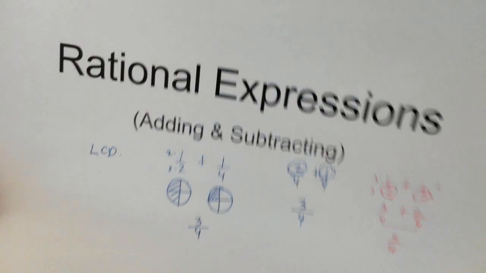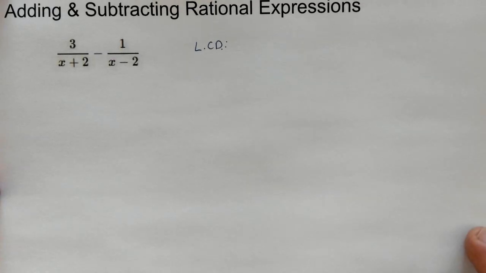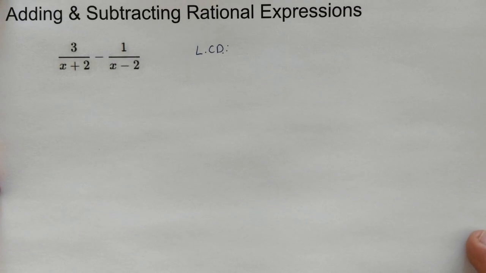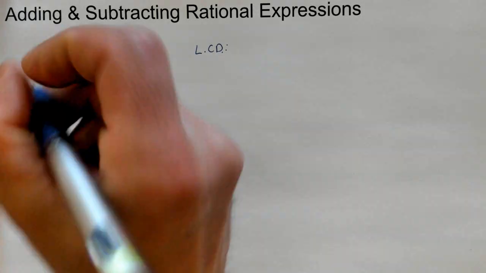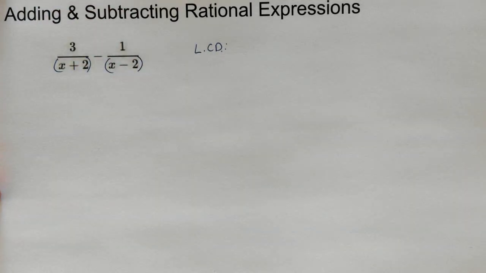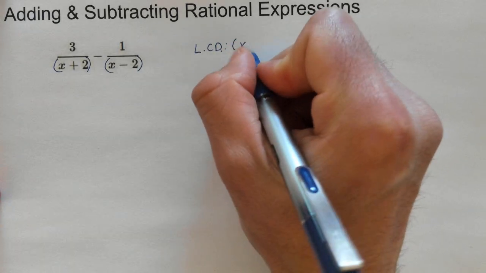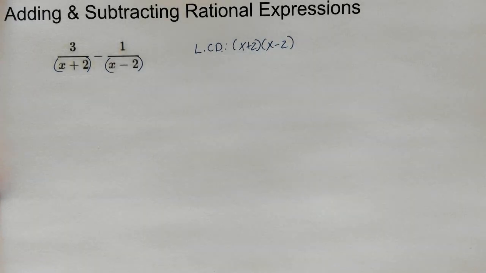I like to always go back to the scenarios that I remember. Whenever I forget some of the rules of math, I go back to the most basic form and I lean on that. So since they don't have anything in common, this one is x plus 2. This one is x minus 2. I'm going to multiply them together. So my least common denominator is x plus 2 times x minus 2, okay?